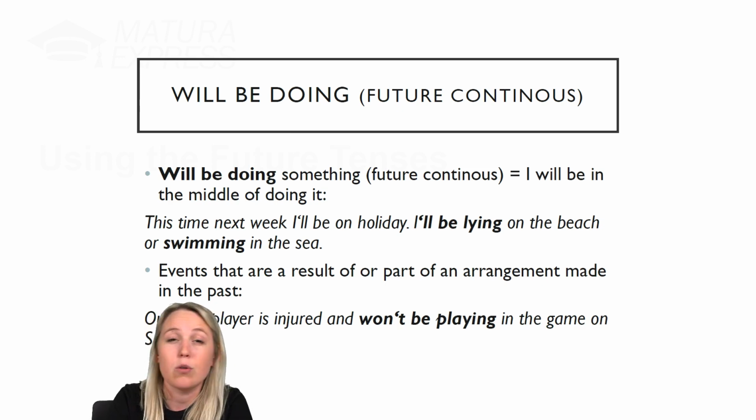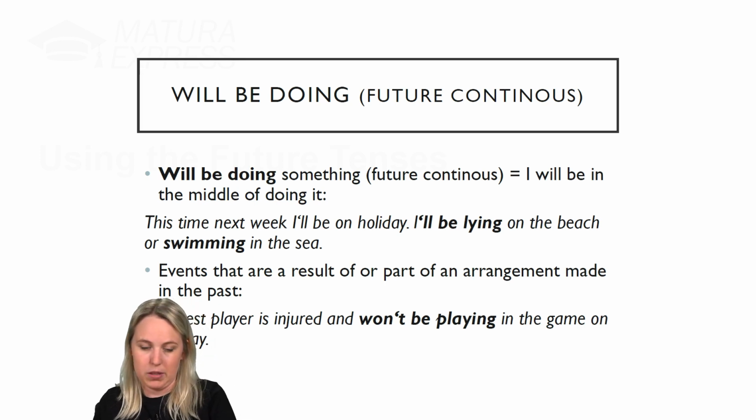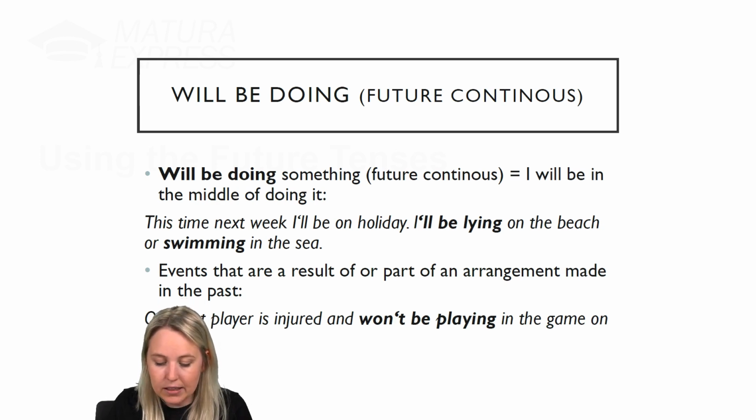Now there is also a will continuous. I mean, you don't call it will continuous, but it's future continuous. Yeah, will be doing. So will be doing is, as I've already told you, the future continuous, and you use it if you will be in the middle of doing something. Here we have an example. So this time next time I'll be on holiday. I'll probably be on holiday. I'll be lying on the beach or swimming in the sea.